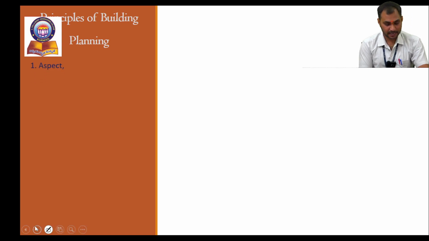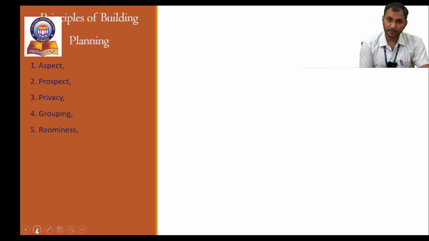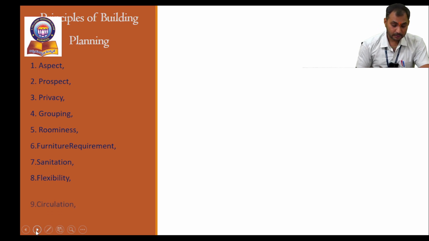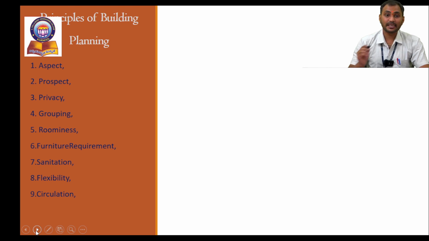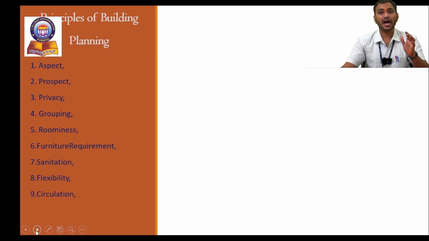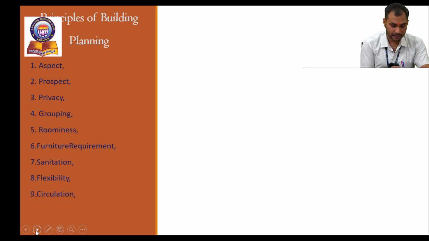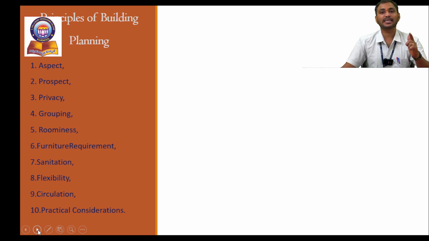First one is the aspect, second one is the prospect, third one is the privacy, fourth one is the grouping, fifth one is the roominess, sixth one is the furniture requirement, seventh one is the sanitation, eighth one is the flexibility, and ninth one is the circulation. These are the 9 principles we have to follow to plan our building in a perfect manner. And also one more principle is there, the last one, practical considerations.